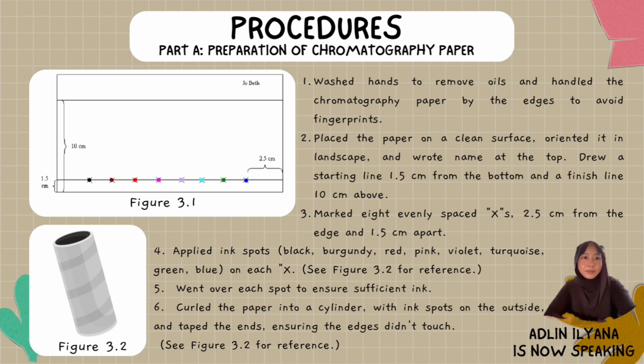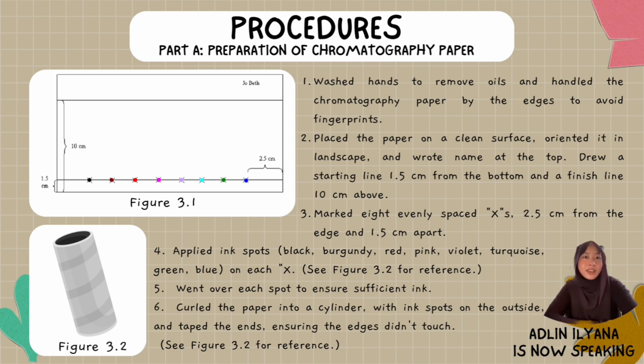Third step, starting from the line, measurements are made about 2.5 cm from one side and a small X is lightly drawn at the center of the starting line. 7 additional X are spaced 1.5 cm apart along the line. Fourth step, ink spots are placed at the center of each X in the following order: black, burgundy, red, pink, violet, turquoise, green, and blue.